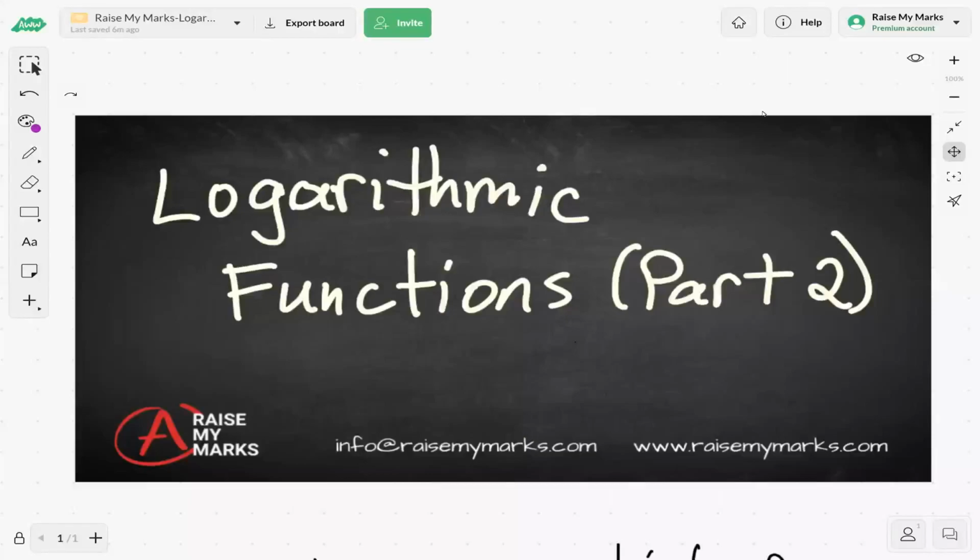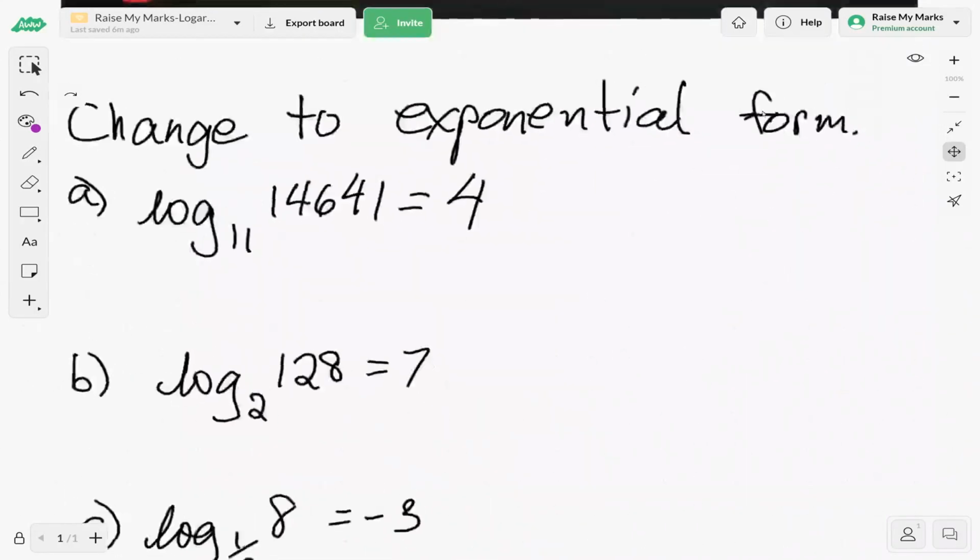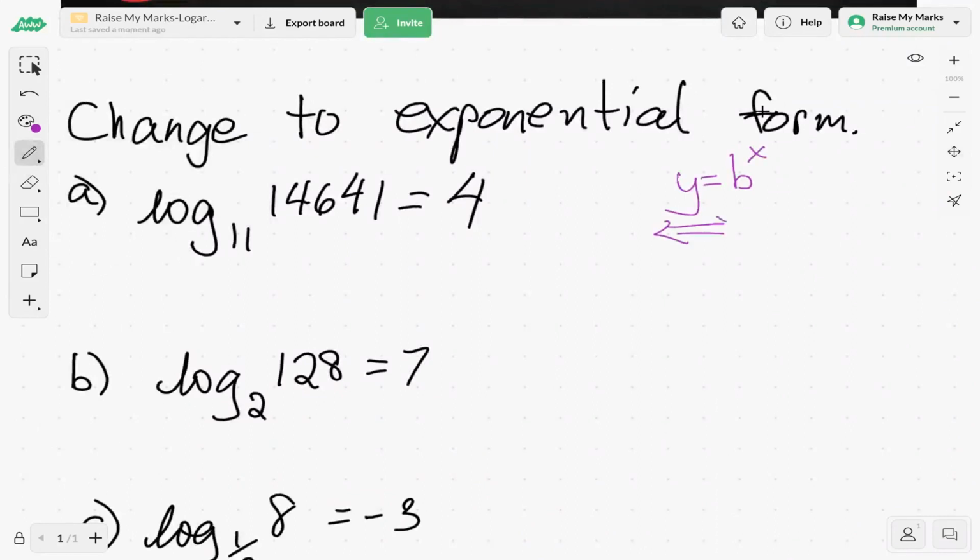So in the second part of logarithmic functions, we're asked to change to exponential form. So again, let's write down the relationship y equals b to the power x. This is equivalent to log base b of y, our answer, which equals our exponent x. So let's apply that to our given logarithm.